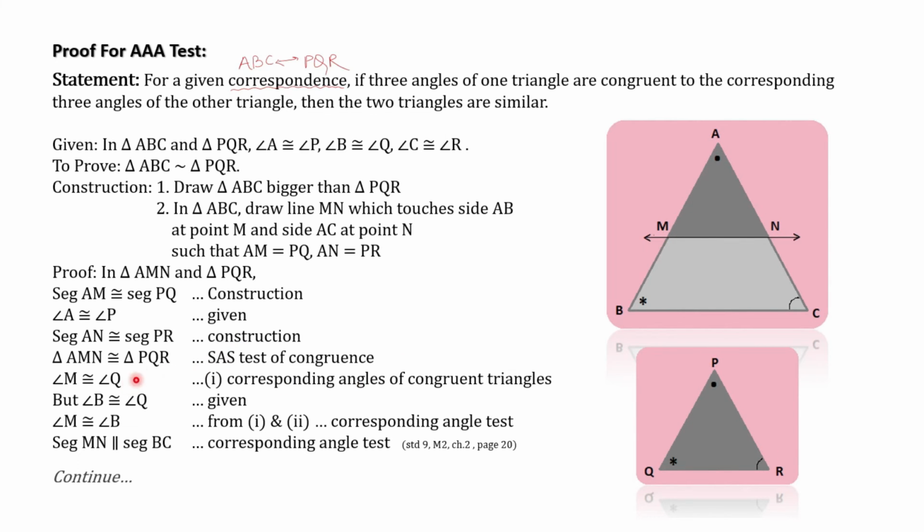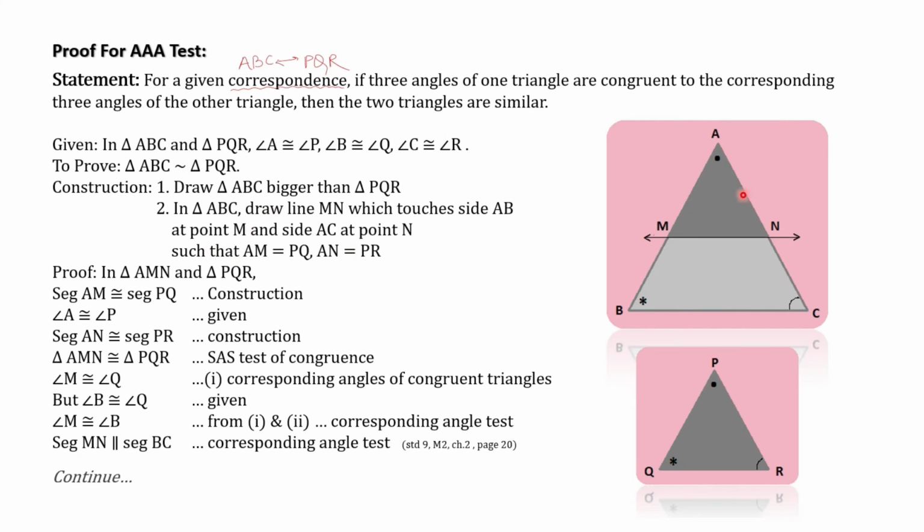So finally triangle AMN and triangle PQR are congruent. Therefore angle M is congruent to angle Q. This is angle M and this is angle Q, they are congruent. Why? Because corresponding angles of congruent triangles are congruent, CACT. If two triangles are congruent, then their corresponding angles are also congruent. Now check this M and Q.